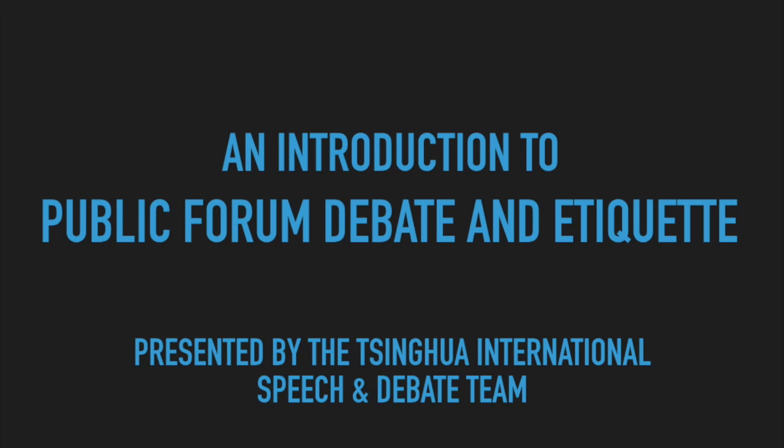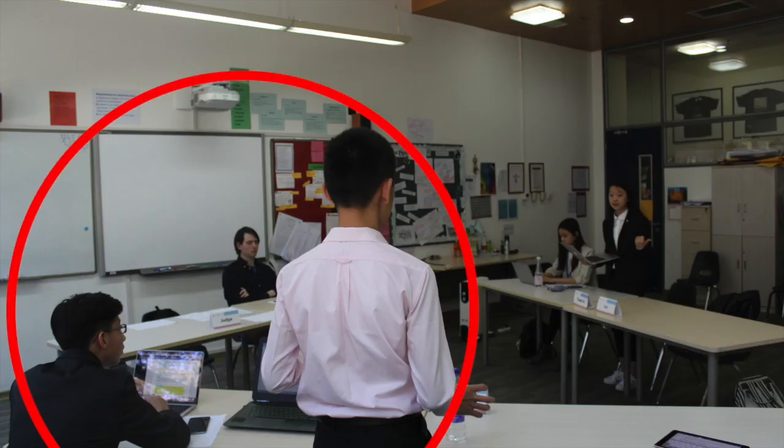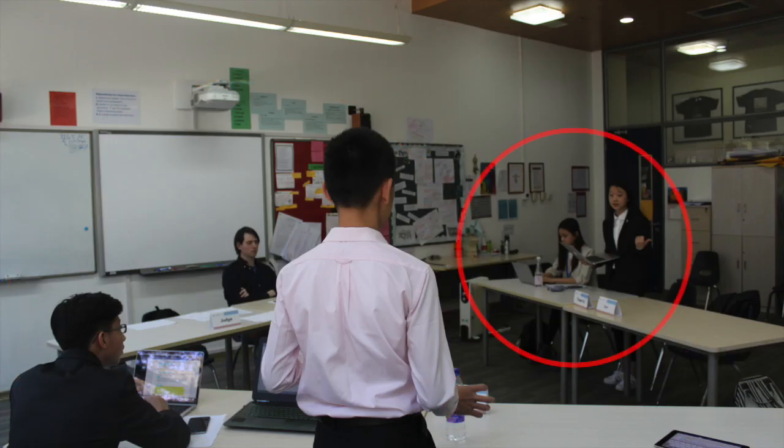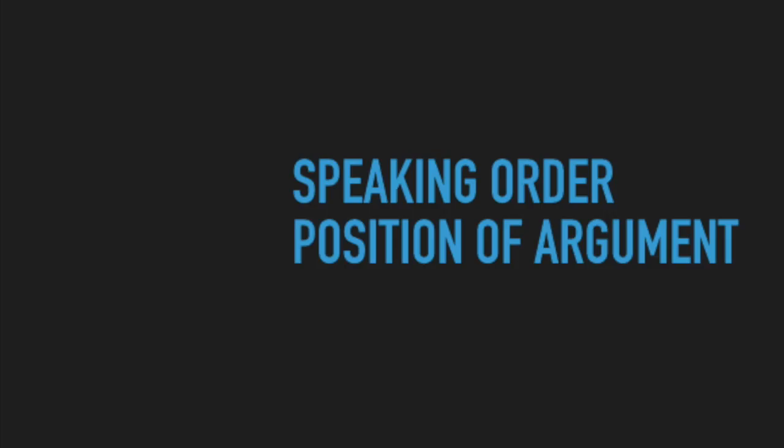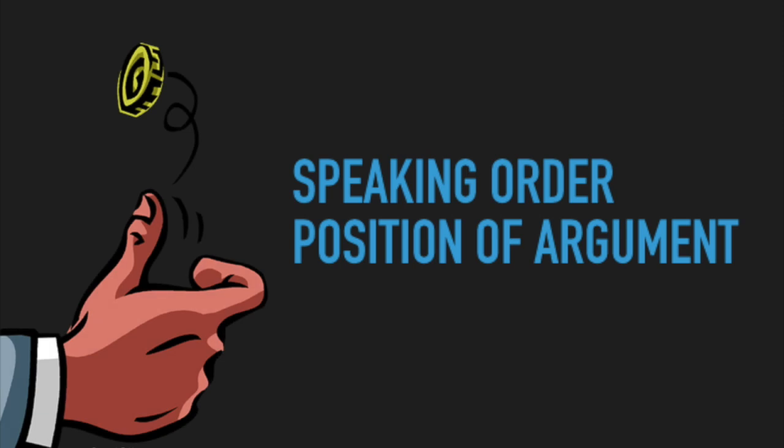Hello all, this video will be a lesson on public forum debate rules and etiquette. Public forum debate consists of two teams, each consisting of two people, and these two teams are debating against each other on a resolution. The speaking order or position of argument is determined by a coin toss.